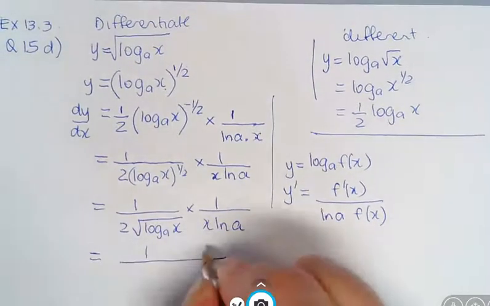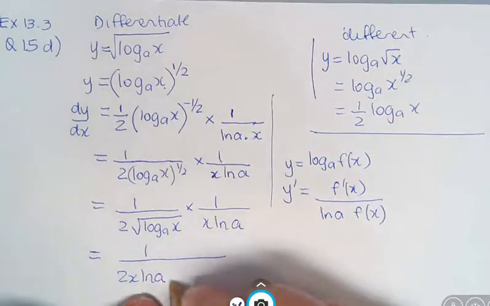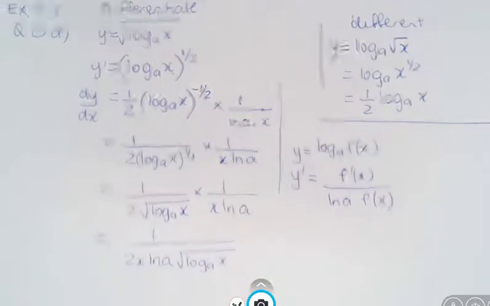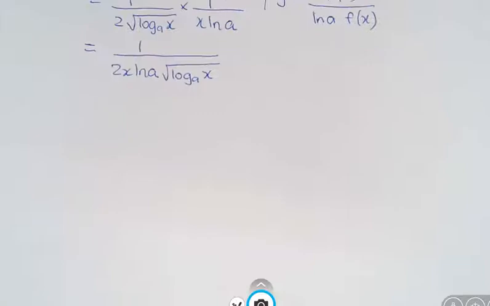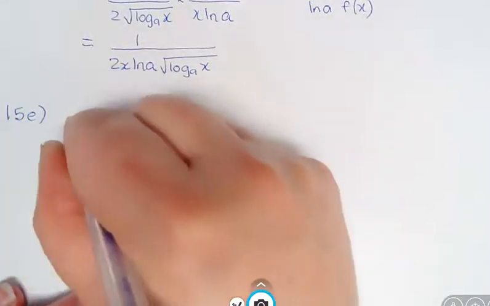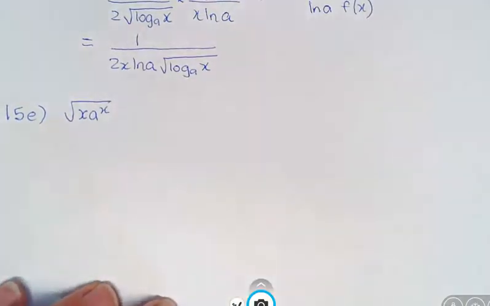Just to make it look a bit tidier, you could put the 2x ln a at the beginning times the square root of log to the base a of x. Okay? And we'll just look at another question. Let's look at something like 15e, which again is the square root of x a to the power of x.